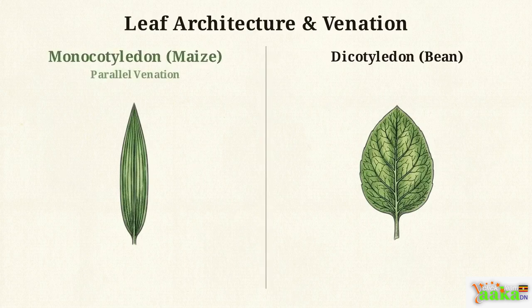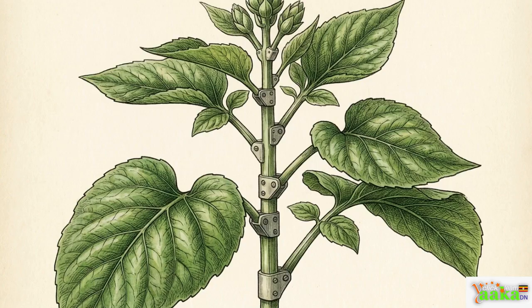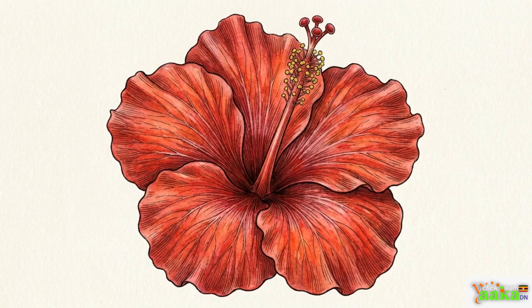Monocots, like maize, feature long, narrow leaves with parallel veins running from base to tip. Dicots, like the bean plant, feature broad leaves attached by a petiole stalk with a branching, net-like vein network. The shoot system's architecture exists to maximize the efficiency of resource transport and food production. The flower serves as the plant's dedicated reproductive organ, engineered to produce the next generation through seeds.